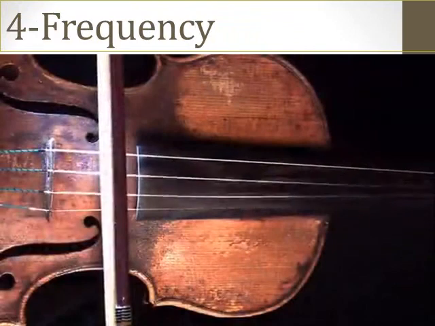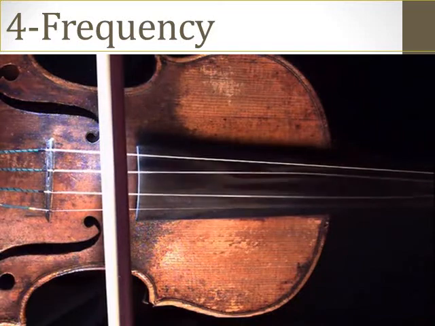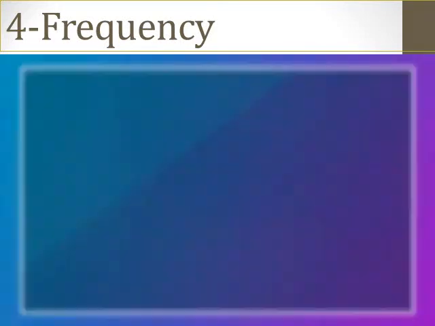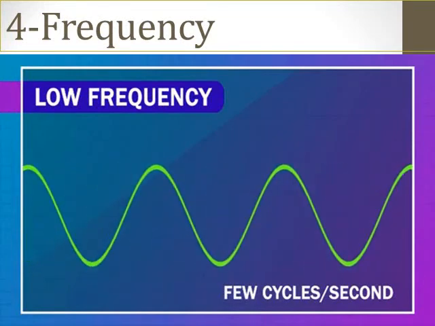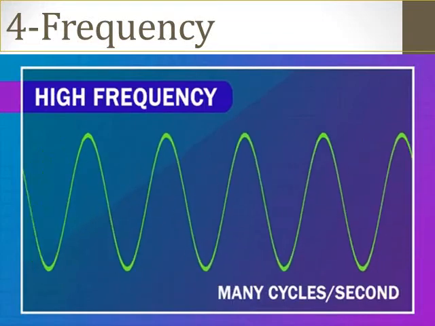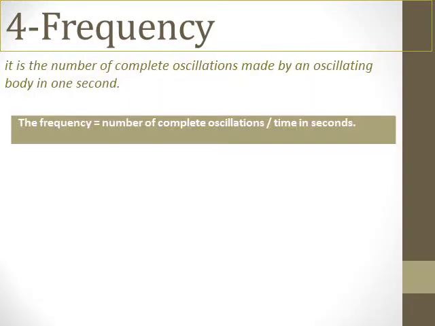Number 4 is frequency. Frequency is the number of complete oscillations made by an oscillating body in 1 second. The lower number of complete oscillations will lead to low frequency. On the other hand, the higher number of complete oscillations will lead to the high frequency. You can determine the frequency from the following equation. The frequency equals number of complete oscillations over time in seconds.